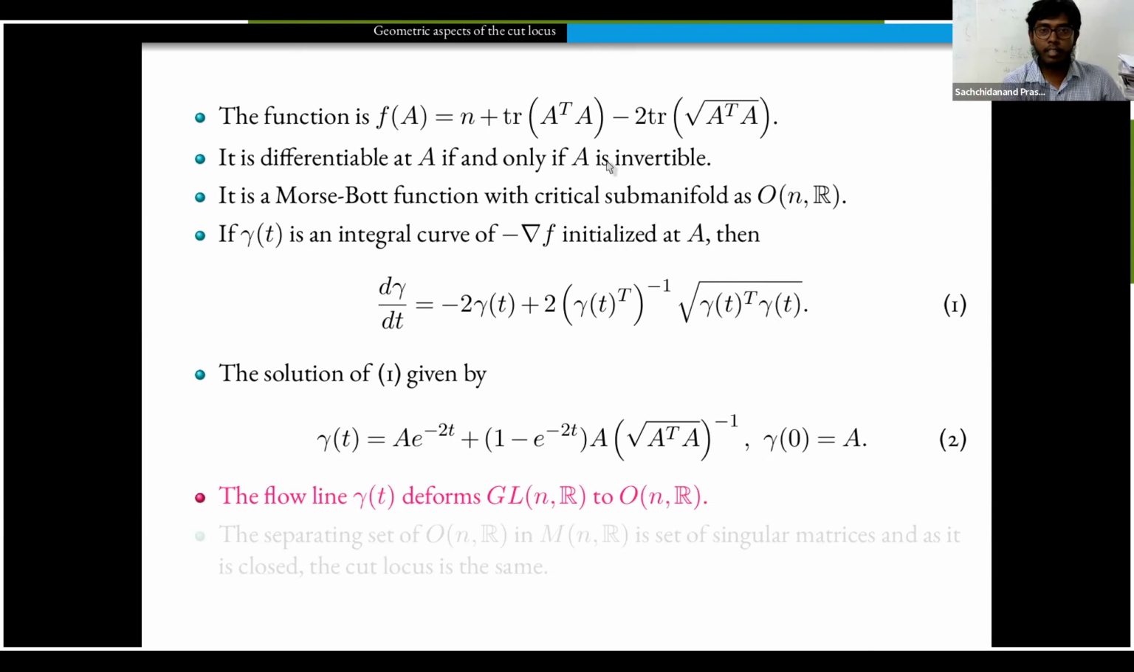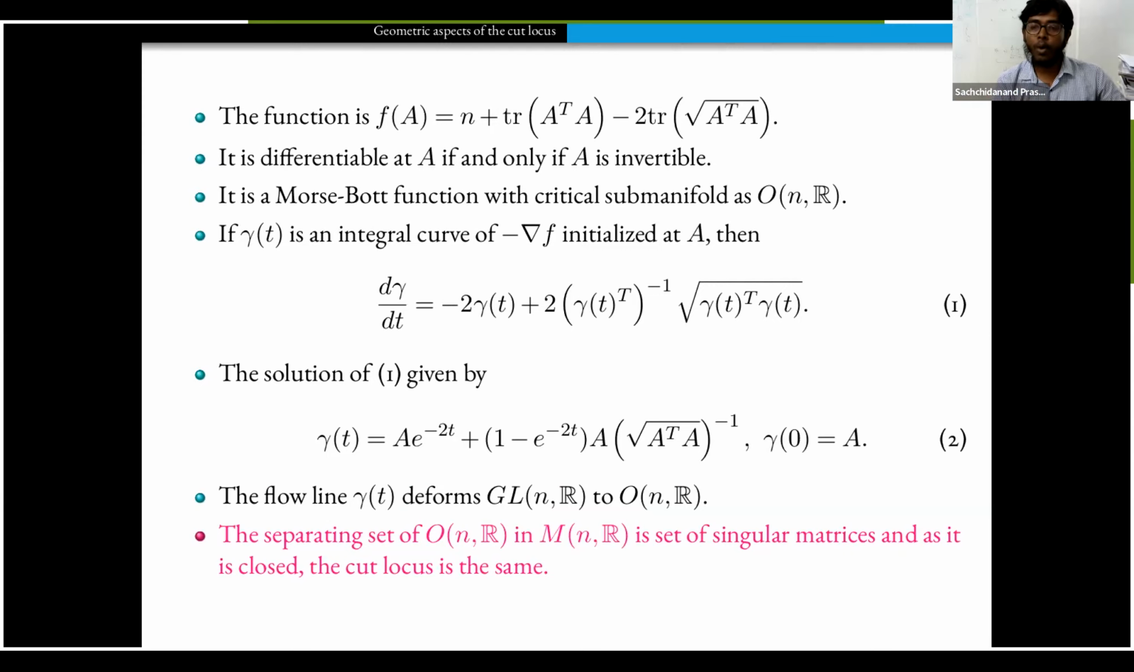And since in the first point I remarked that this distance is achieved by more than one matrix if and only if A is non-invertible, this proves that the separating set of O(n, R) is the set of all singular matrices. And the set of all singular matrices is a closed set, and hence its closure will be itself, and therefore the cut locus of O(n, R) will be the set of all singular matrices. So we will generalize the things from this as theorems.